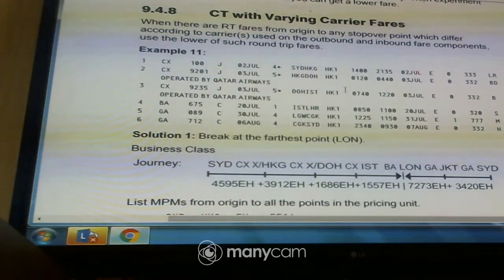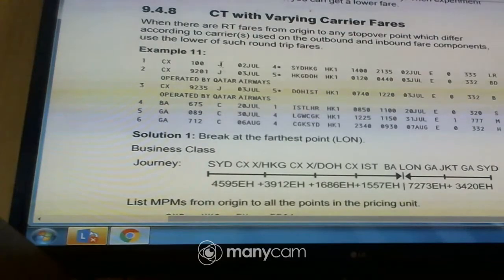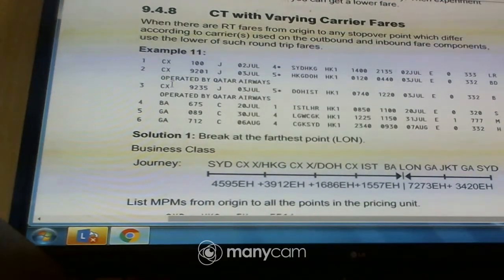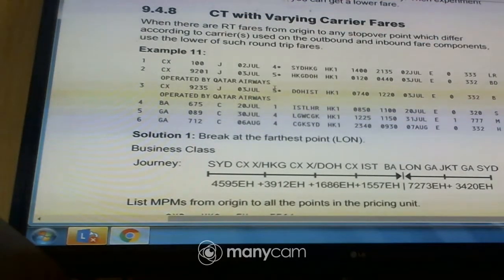So if you look at this example, this is our reservation. You can see CX Cathay Pacific. This is a business class premium. All this is from Sydney to Hong Kong. The outbound is operated by Cathay. This one here you can see Cathay, although we are told it is operated by Qatar Airways. And then here again we have British Airways, and then we have Garuda.